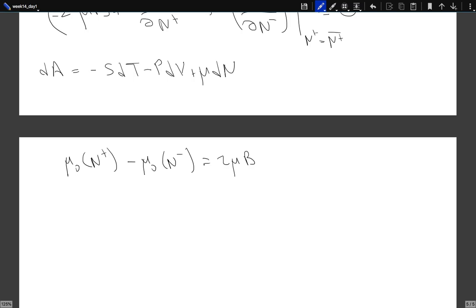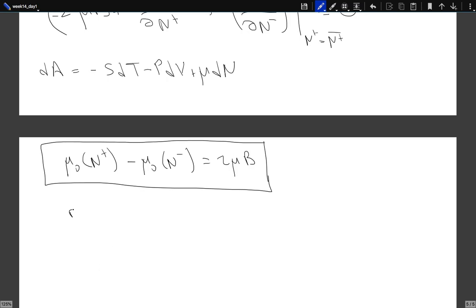So this is my condition. Sorry, before going on, this is a condition I have in equilibrium. Eventually I will be looking at the low magnetic field susceptibility. So B will go to 0, and N plus and N minus, their difference will go to 0 in the limit that I am interested in.